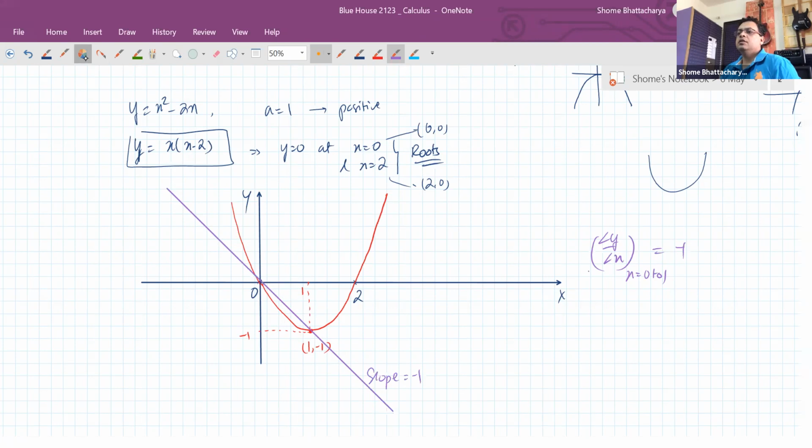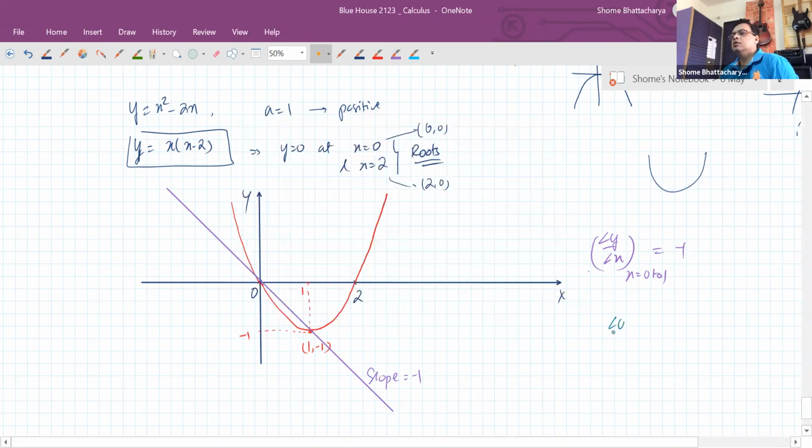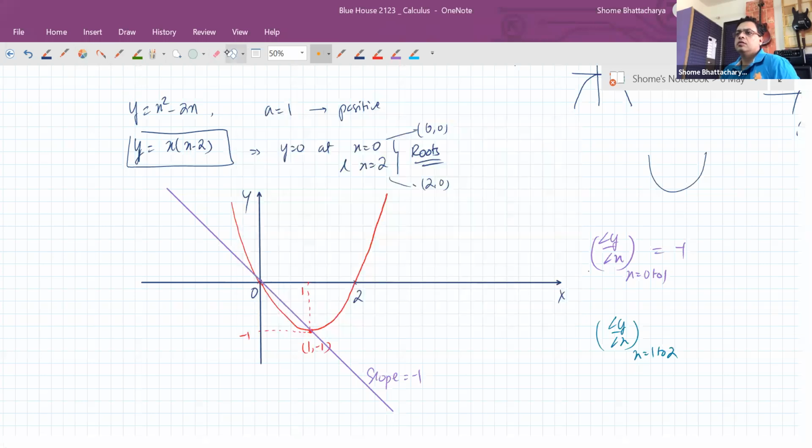But on the other hand, if we are calculating the rate of change for x equal to 1 to 2, that means we are taking this point and this point, and joining them by a secant line. That secant line will now look like this. It has, as you can see, a positive slope.